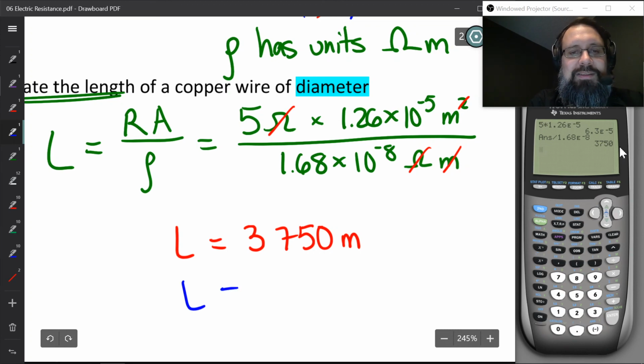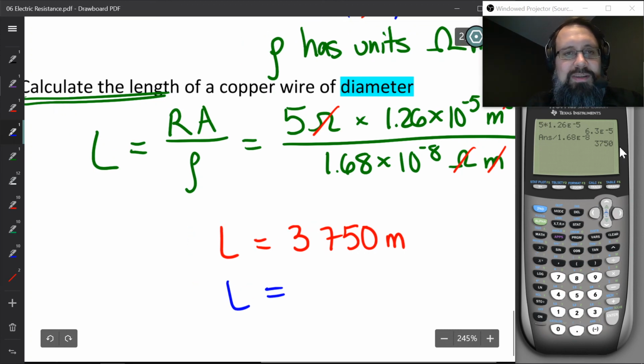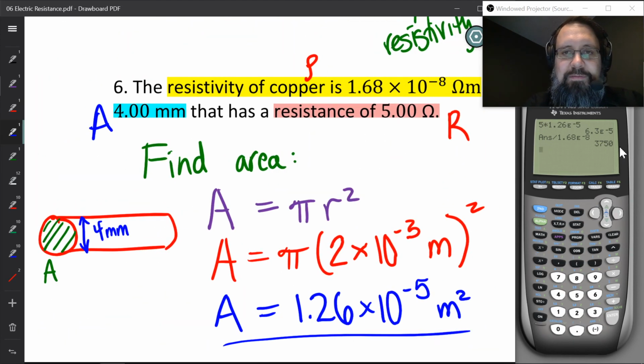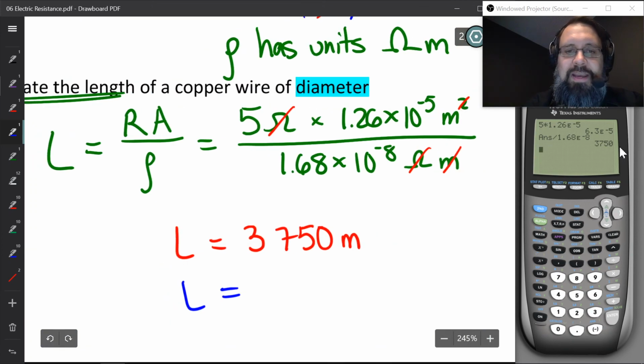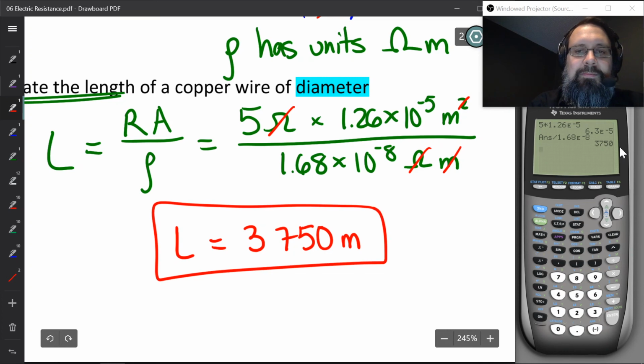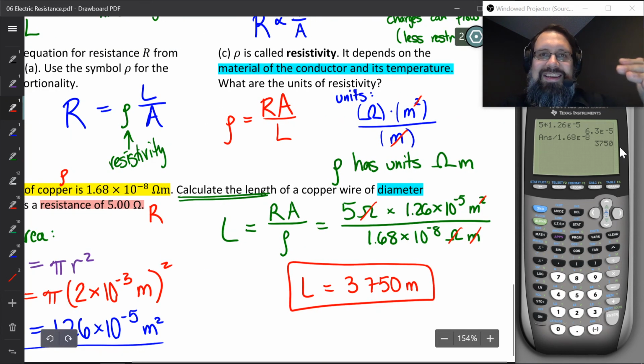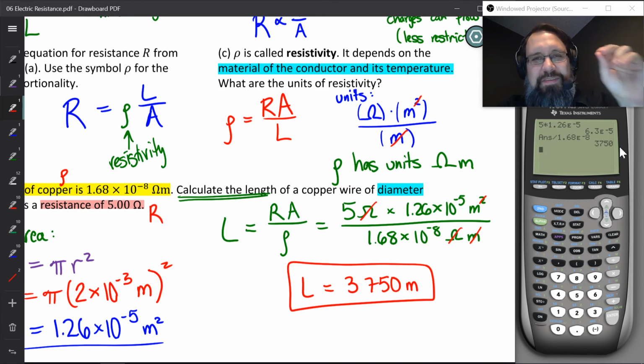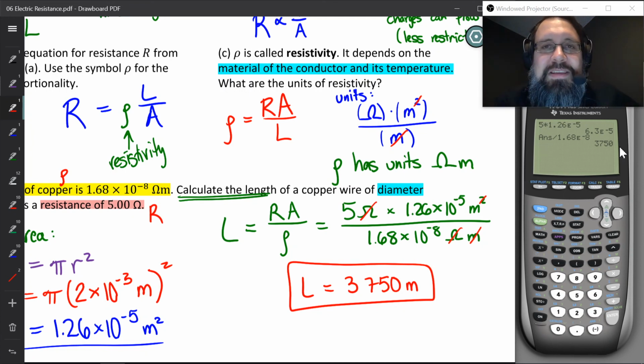Let's say there's 2 sig figs. I think, let me check. So 1.68, 5.00. No, we have 3 sig figs, so we're fine. So we can say 3,750 meters and we're good to go. So think about that for a second. Copper is such a good conductor that if you wanted to just have a 5 ohm resistance, you would need like 3,750 meters of copper wire in order to have a 5 ohm resistance.